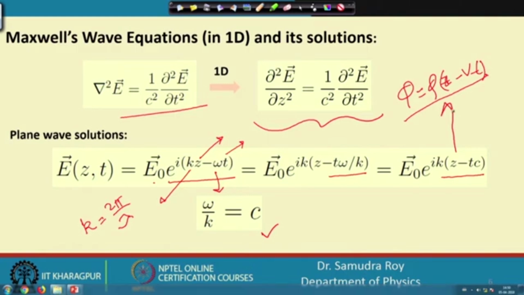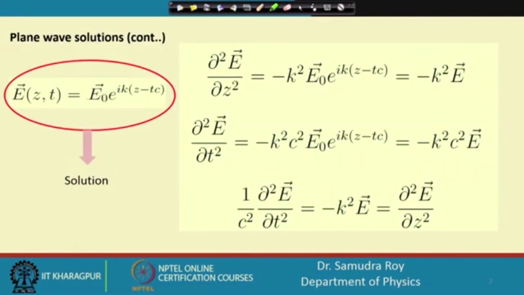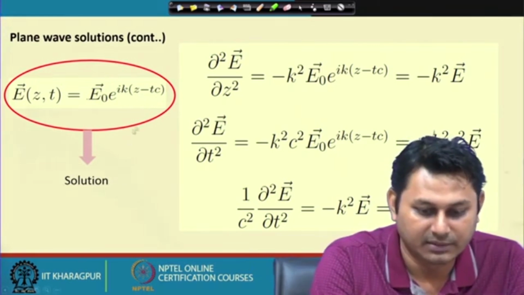That means this particular expression should be a solution of this equation. This particular form of expression will be a solution of our Maxwell's equation. So, in the next slide we will directly try to solve this, and let us see whether we really have a solution or not. So, the plane wave solution is E equal to E 0 e to the power of k times (z minus c t), as I mentioned here.